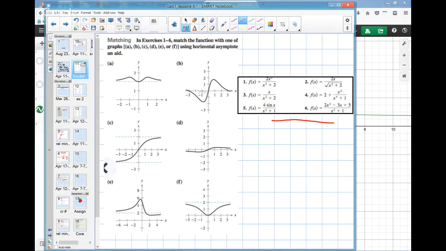Well, how about if we take a look? I'll tell you what, let's look at each function. So first, take a look at this one. What happens as x approaches infinity on that one? I don't know if you can see that, but it's 2x squared over x squared plus 2. As x approaches infinity, the powers on the top and the bottom are equal. Therefore, it should approach what? The ratio of leading coefficients, 2 over 1 is 2.